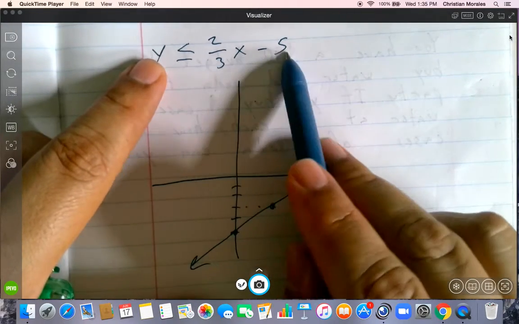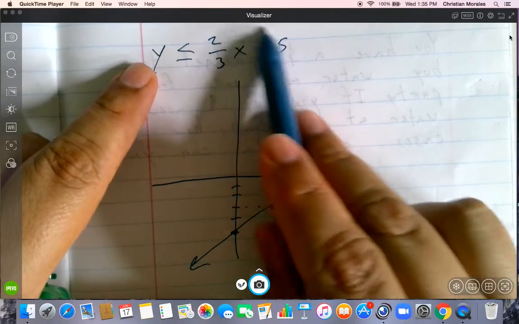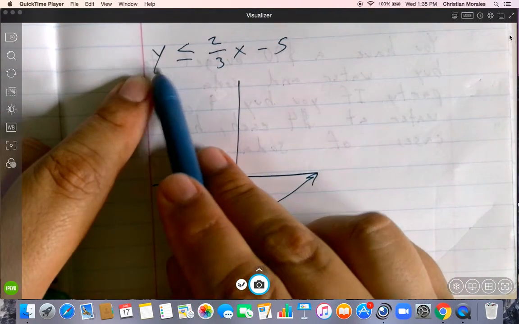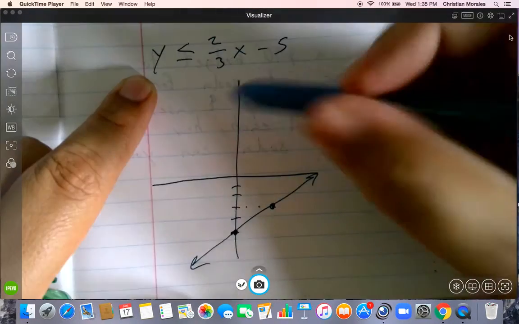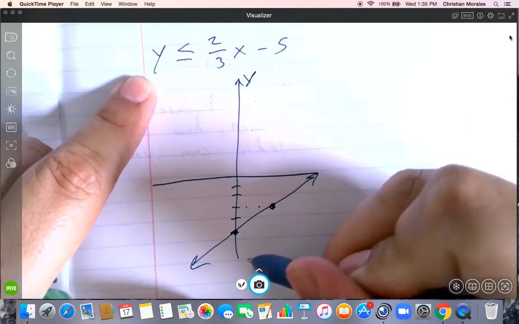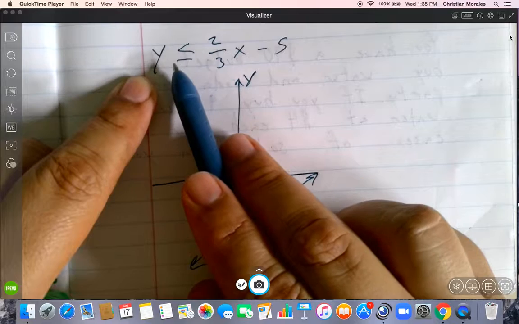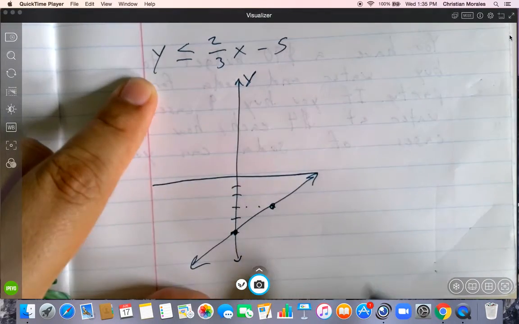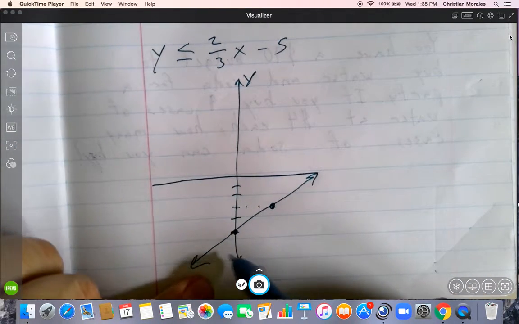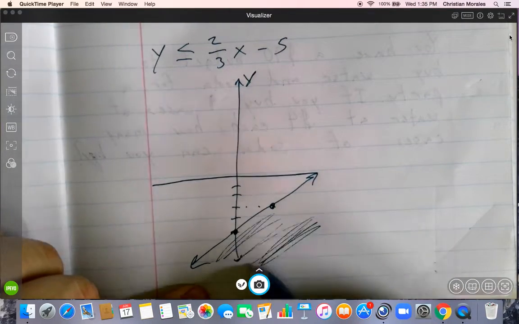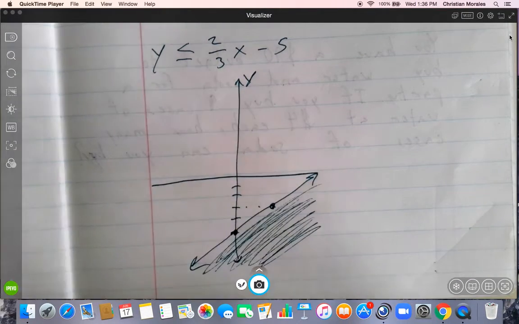What does it say about the line? Now, when I shade it, this really doesn't matter. What matters is right here. What does it say about y? Because you're talking about the y-axis, this right here. Is your y greater than or less than? Y is less than. That means less than the line down here. So you shade down here. And that's it. Okay, and that's how you graph inequalities.